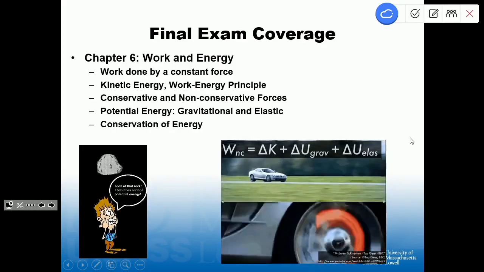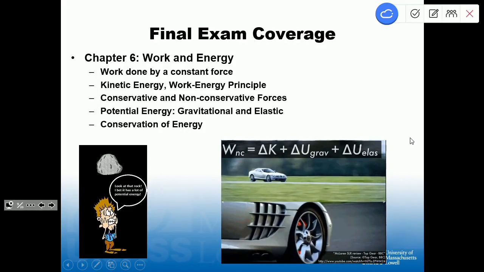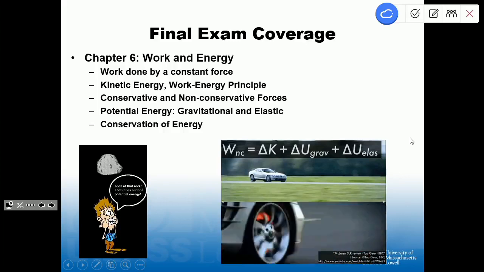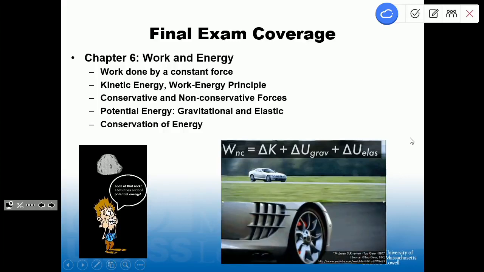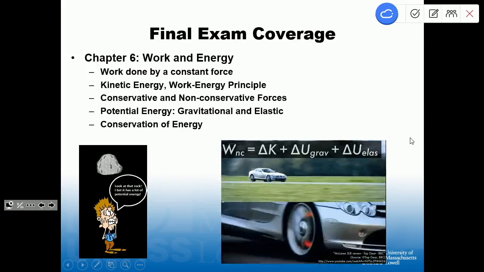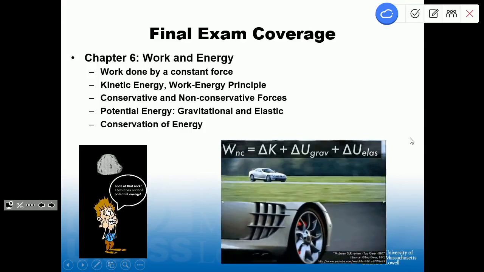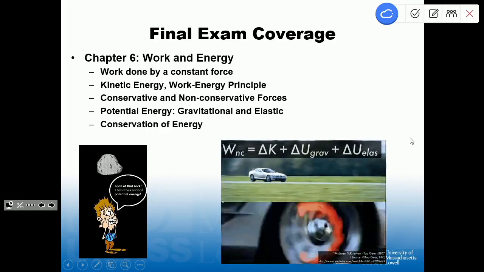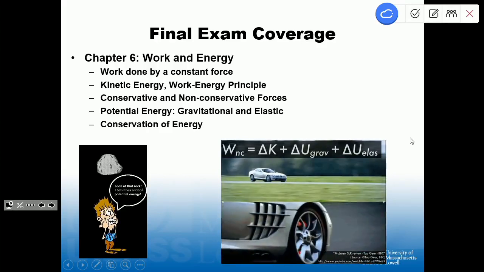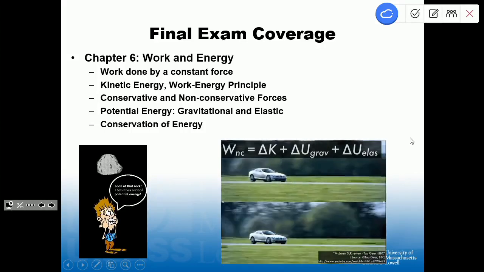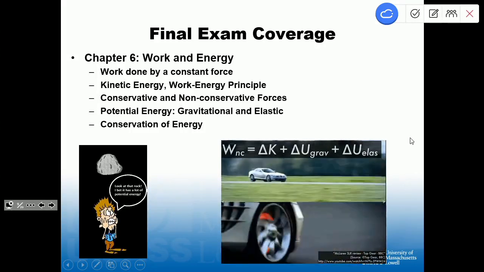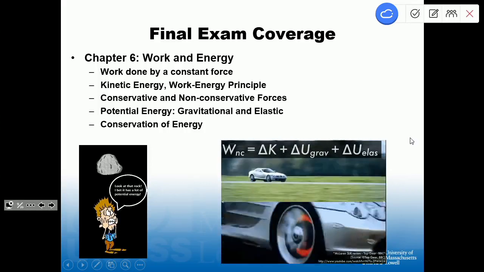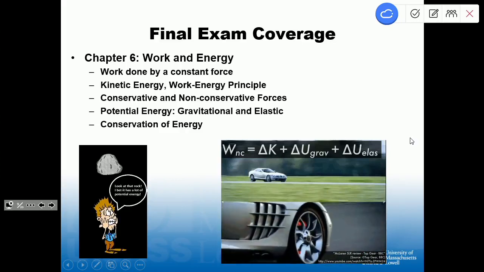After that, somewhere around the halfway point, we started discussing work and energy. Work and energy are two of the more important topics that we covered this semester. First off, work. Work is the ability to make something move. We defined it as F d cosine theta, where F is the force, d is the distance moved, and theta is the angle between that force and that distance. But just conceptually, work is the ability to make something move. That's what we're defining as mechanical work.